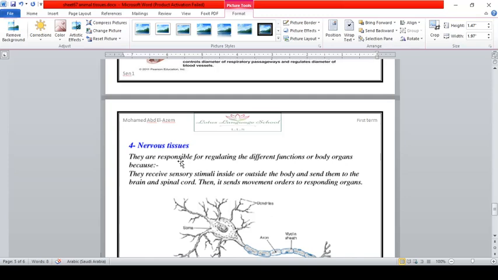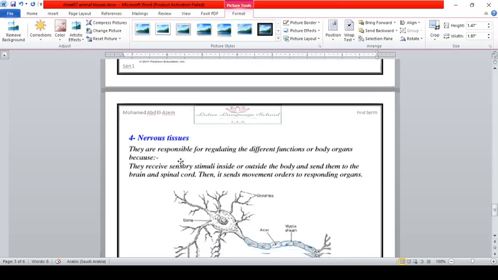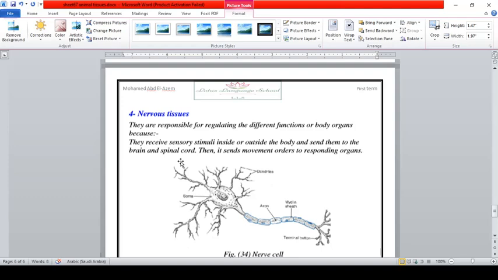And the last tissue is nervous tissue. Nervous tissue is responsible for regulating all the activities of the body because it receives the stimuli from the internal and external environment and transfers them to the brain and the spinal cord, and in the brain and the spinal cord we process them and re-send them to the organs to make the response, like the muscles and the glands.